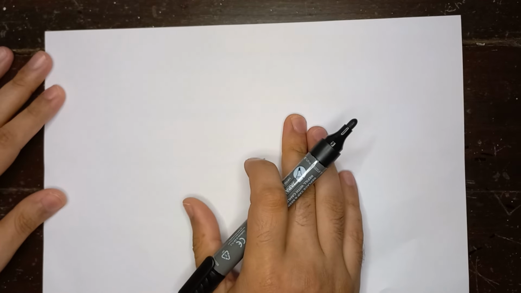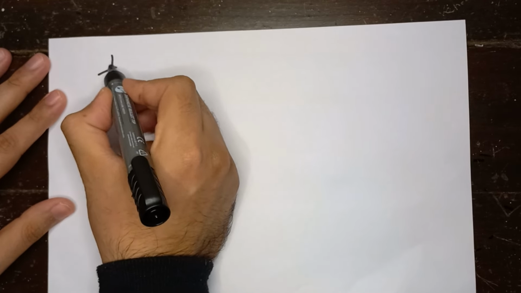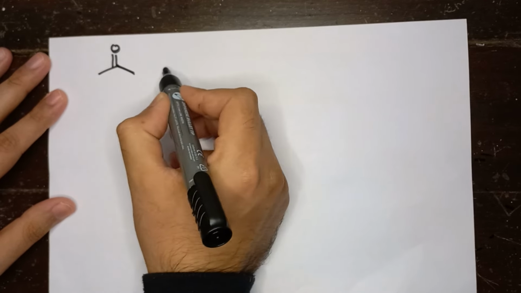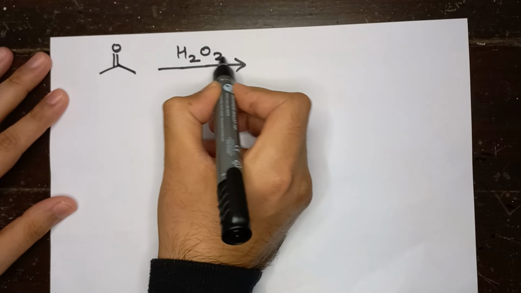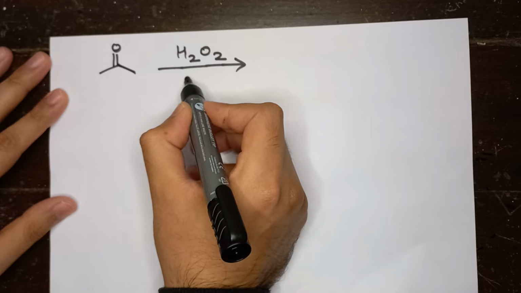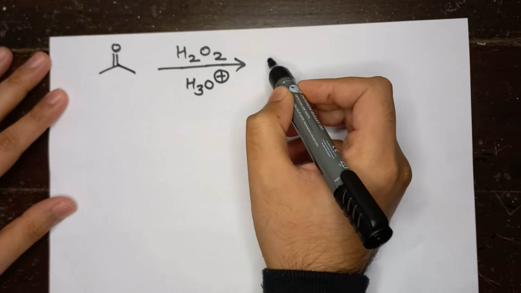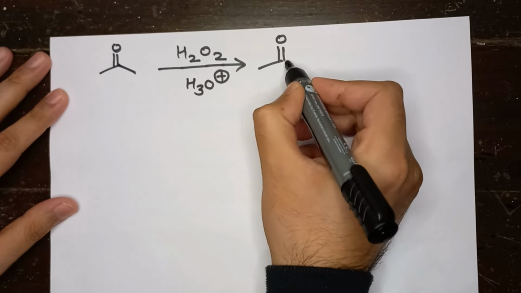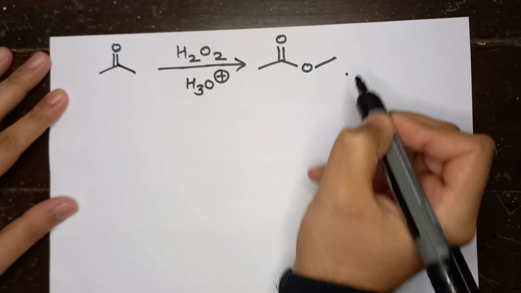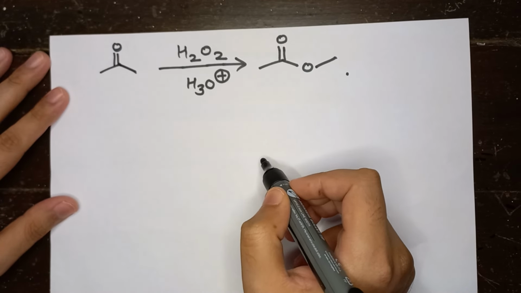Okay, so let me take my ketone as acetone, and I'm reacting this with hydrogen peroxide under acidic media. I know this is a Baeyer Villiger oxidation, so the product will be an ester. Feel free to pause the video and try the mechanism for this particular reaction.